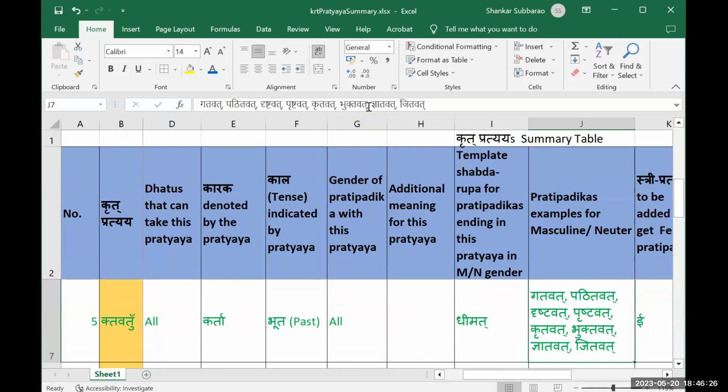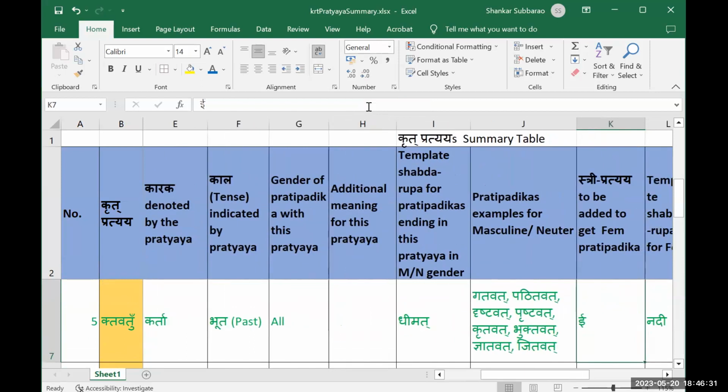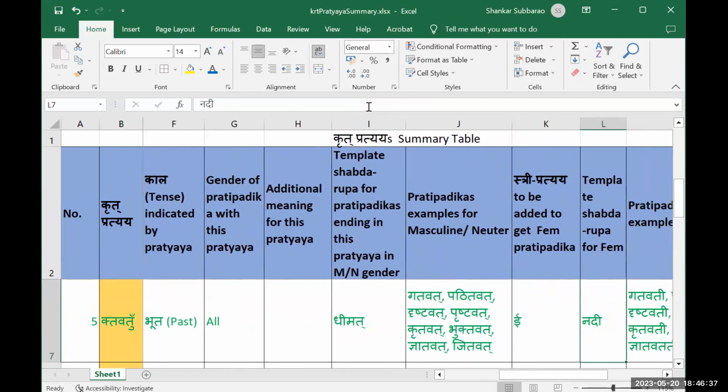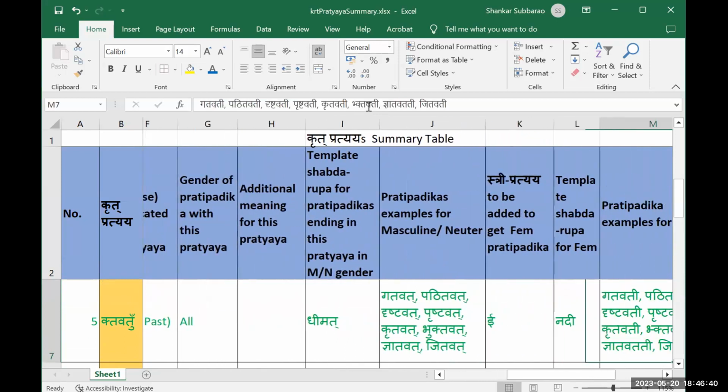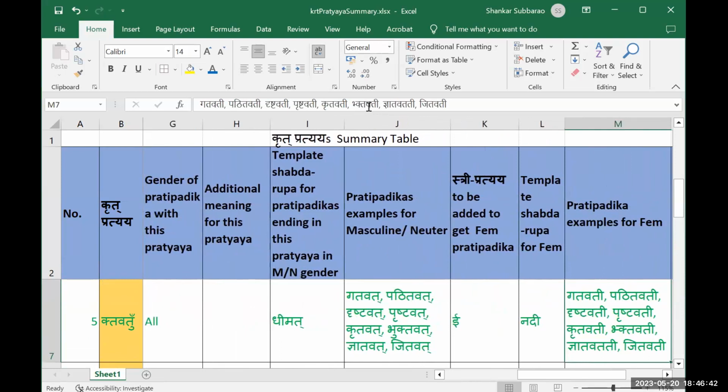Now, if this kind of word has to go in feminine, then you have to add an ee to it. And what will you get? It will decline like Nadi. What will be the Pratipadikas? Gatavati, Patitavati, Drishtavati, Prishtavati. So suppose you were referring to Rama as one who had gone to Lanka.